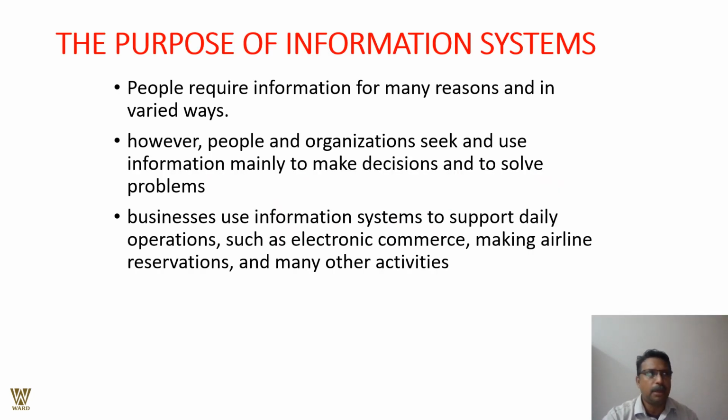The purpose, the very objectives of the information system is to have, for a variety of reasons, a sequential prioritization and ease of making decisions. These are the reasons why we need to have a good, valid, and vibrant information system. Why do people require information? For a variety of reasons. However, people and organizations may seek to use information to take the right decision and to solve business problems.